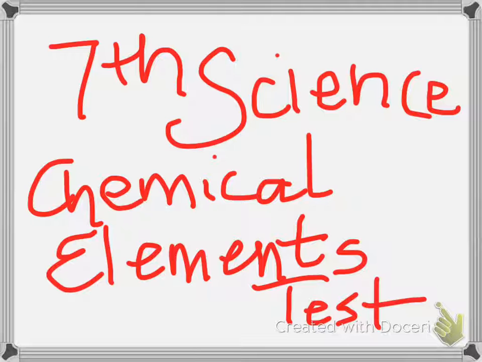Copper's atomic number is 29. This means that copper has 29 protons, 63.55 protons, 63.55 electrons, or 29 neutrons.